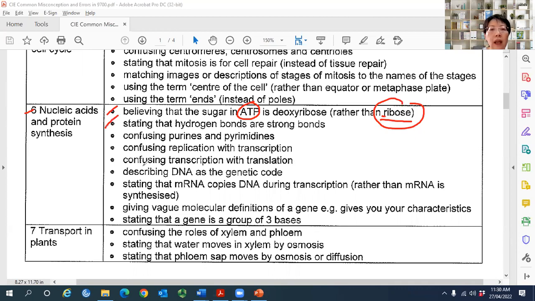Stating that hydrogen bonds are strong bonds. Hydrogen bonds are weak bonds. Remember, a hydrogen bond alone is a weak bond. But when you have a lot of hydrogen bonds together, the whole structure becomes very strong. It's because you have a lot of them together.